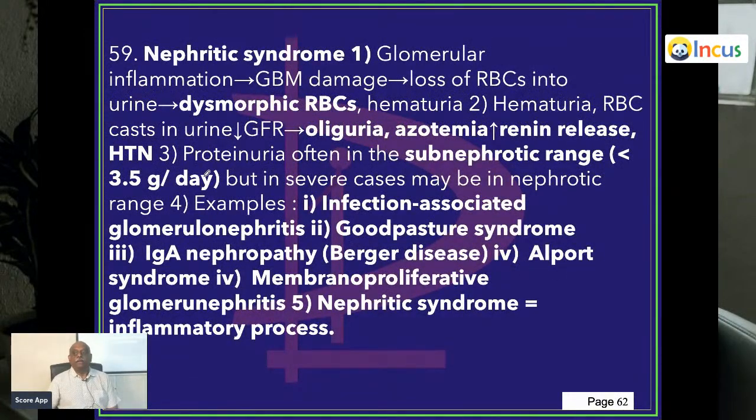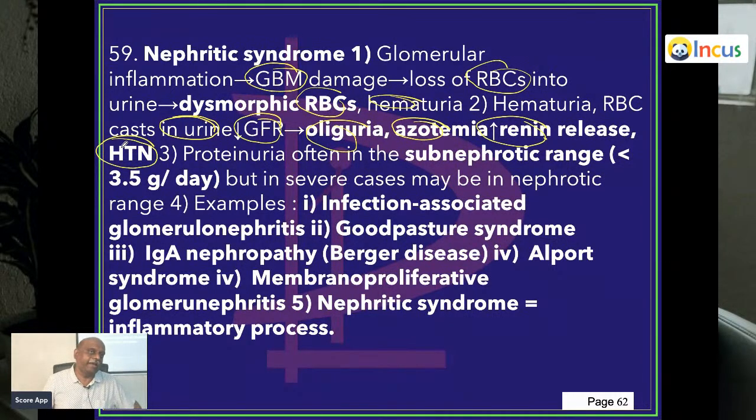But before that, what happens in nephritic syndrome? There is an inflammation of the glomerulus that damages the glomerular basement membrane. Then RBCs will move into the Bowman's capsule because GBM is no more intact. That leads to dysmorphic RBCs and hematuria. And those RBCs form casts in the urine. There's a decreased GFR, oliguria, azotemia, increased renin release leading to hypertension. So hypertension, hematuria, oliguria, azotemia, these are all the features of the nephritic syndrome.